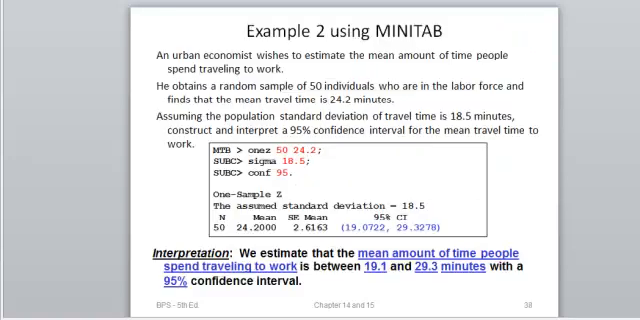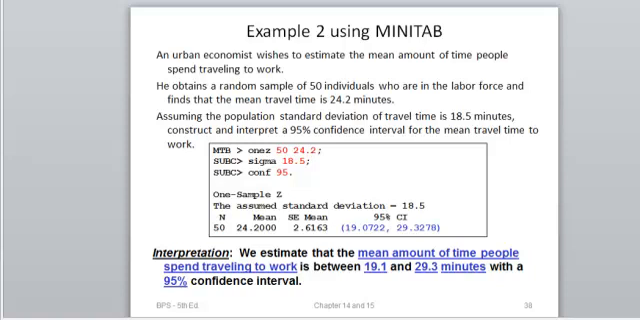Now this is how we would use Minitab to do this problem, example 2. The urban economist wishes to estimate the mean amount of time people spend traveling to work. He obtains a random sample of 50 individuals who are in the labor force and finds that the mean travel time is 24.2 minutes. Assuming the population standard deviation of the travel time is 18.5 minutes, construct and interpret the 95% confidence interval for the mean travel time to work.